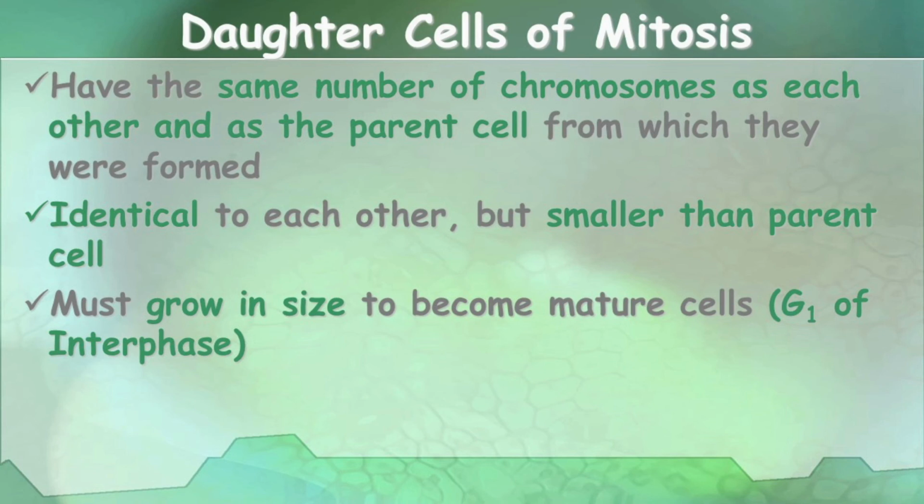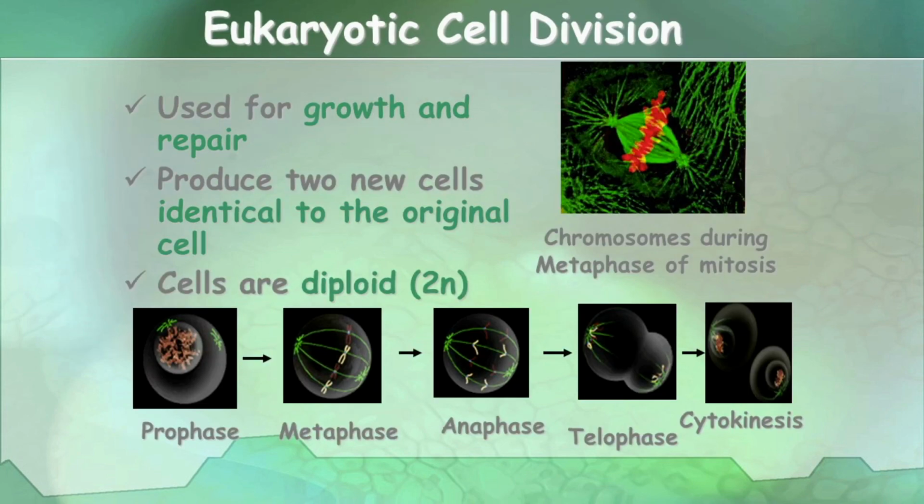Daughter cells are also identical to each other but smaller than the parent cell. Must grow in size to become mature cells. Eukaryotic cell division is used for growth and repair. It produces 2 new cells identical to the original cell and cells are diploid.